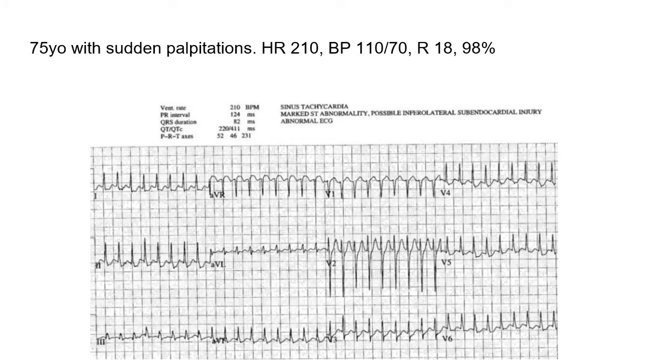All right. Next one. This is a 5-year-old with sudden palpitations. His heart rate is 210. His blood pressure is 110/70. His respiratory rate is 18 and 98%. And the computer says this is a sinus tachycardia. Do you think this is a sinus tachycardia?